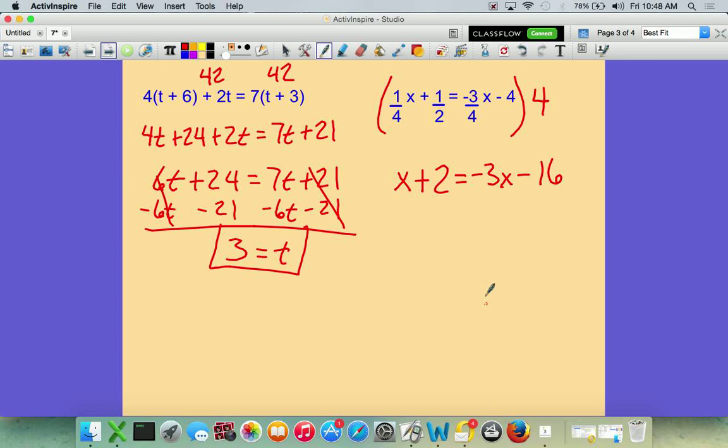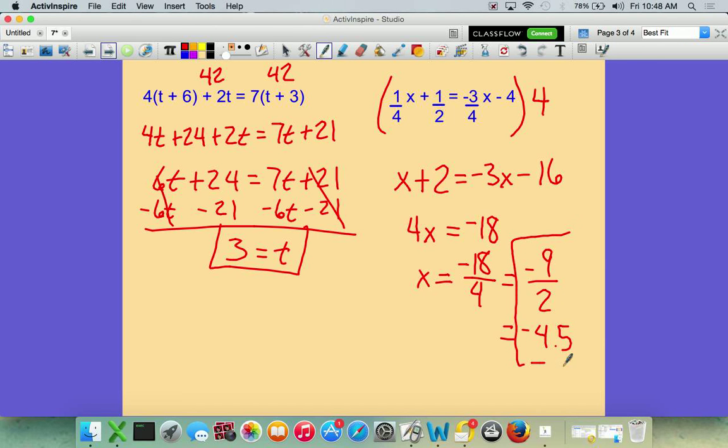And now this is a simple problem that you guys all know how to do. Add the 3x over to get 4x, subtract the 2 over to get negative 18, x equals negative 18 over 4. Always simplify your fractions, negative 9 over 2. If you wanted to change that into negative 4.5, you're not wrong. It's just an extra step that you don't necessarily have to do. If you plug that back into the original, that also works. So we know that those are our correct answers.